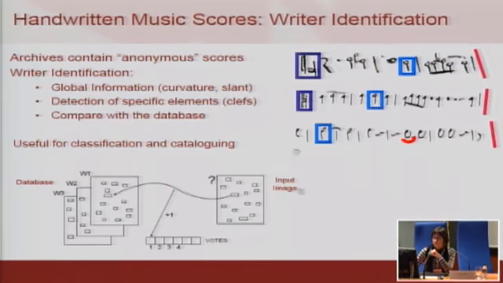two aspects. First, specific symbols, and directly compare this with our database. And the second is a more general aspect: whether it's slanted, whether it's curved, so it's more like global information. So we compare all these, and then we could say, this input document looks like this author. All the rest are too far away from the handwriting style that is in here. So at least it's somehow reducing the work that a musicologist has to do.